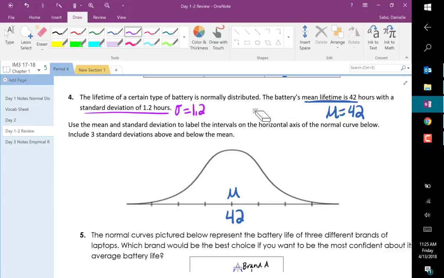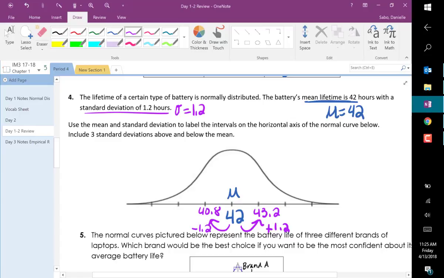And the standard deviation is just when you go left and right, you either add or subtract. Think about your number line. If I go to the right, am I going to add or subtract? Add. So I'm going to add 1.2. What is 42 plus 1.2? 43.2. And then what about if I go backwards? What am I going to do? Subtract 1.2. And that's going to get me 40.8.